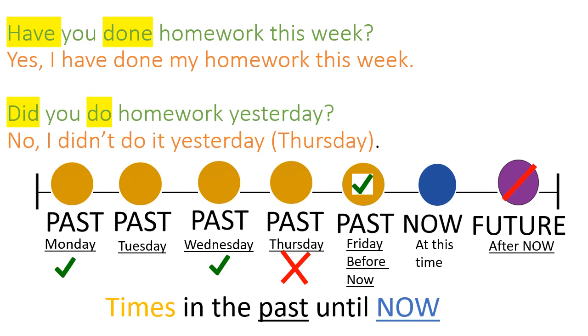Okay. The next question, did you do homework yesterday, is talking about one specific time. So yesterday was Thursday. You could say no. No, I didn't do it yesterday, which is true. So you see this red X here on the timeline means that yesterday you didn't do your homework. Although this week, over time, you have worked on your homework. Okay? So again, times, different times in the past until now when we say have or has with the action.